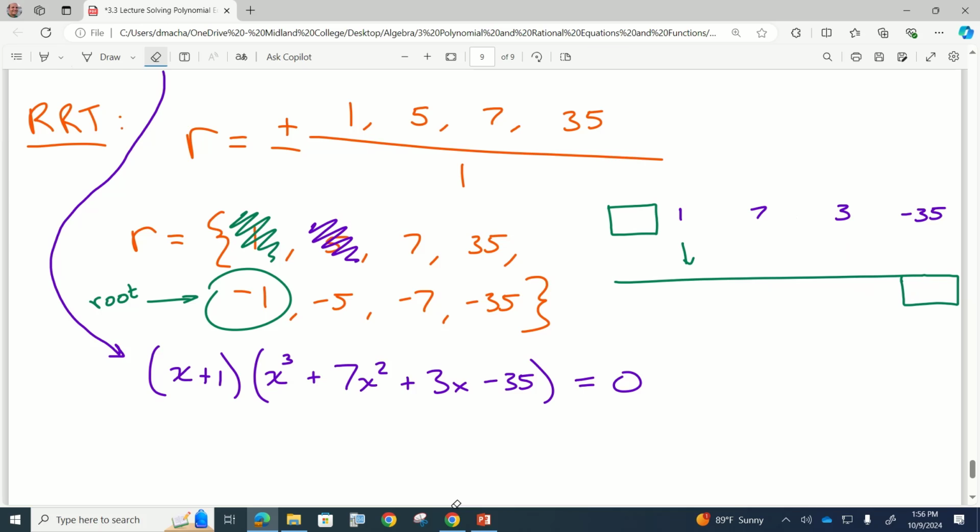Negative 5. Okay, that seems like a logical next choice. Let's try negative 5. Bring down the 1. 1 times negative 5 is negative 5. Plus 7 is 2. Times negative 5 is negative 10. Plus 3 is negative 7. Times negative 5 is 35. And voila. That tells me negative 5 is a root.